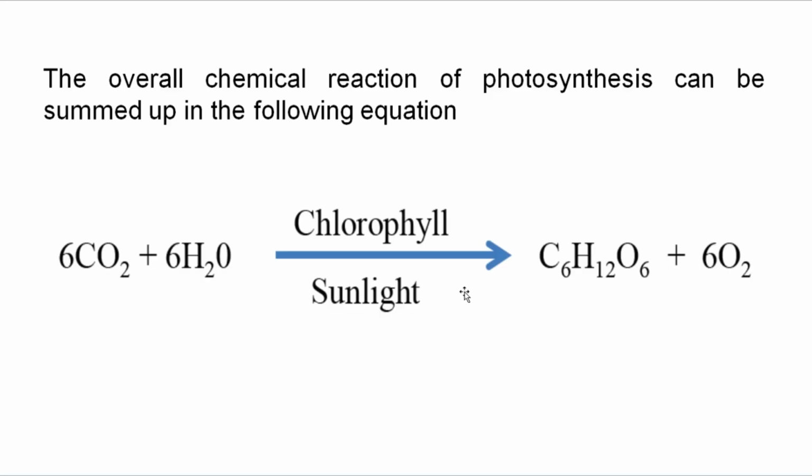Last one, the overall chemical reaction of photosynthesis can be summed up by the following equation: carbon dioxide and water. These are the raw materials, with sunlight trapped by the green pigment known as chlorophyll, leading to the formation of glucose and the release of oxygen.